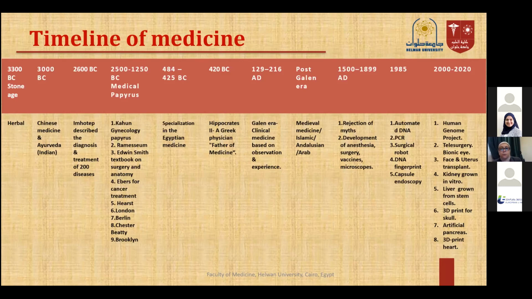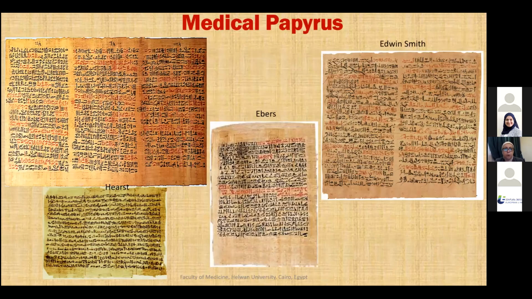There is now a face and uterus transplant done with some success. There is a kidney that is grown in vitro. There is liver that is grown from stem cells, 3D printing for the skull, artificial pancreas. This is a sample from the medical papyrus.